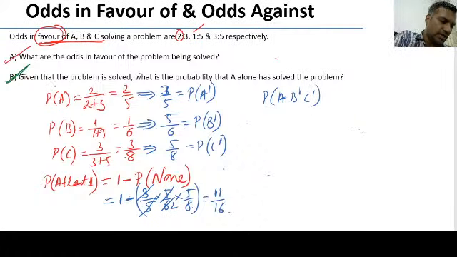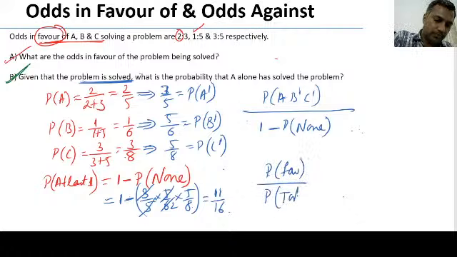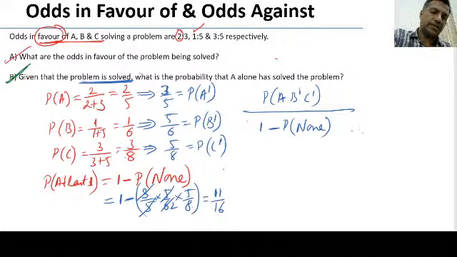So what is given to me? The problem is already solved. Problem is solved means what? 1 minus probability of none of them solved. That is the denominator. The numerator is the favorable case. More often than not, conditional probability is probability of favorable divided by probability of total. Whatever is given is the condition. So therefore you have all the probabilities of A, B, C. How do you write this?